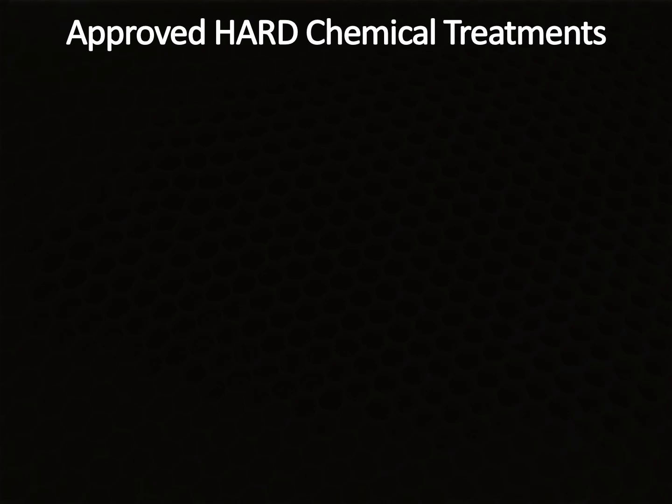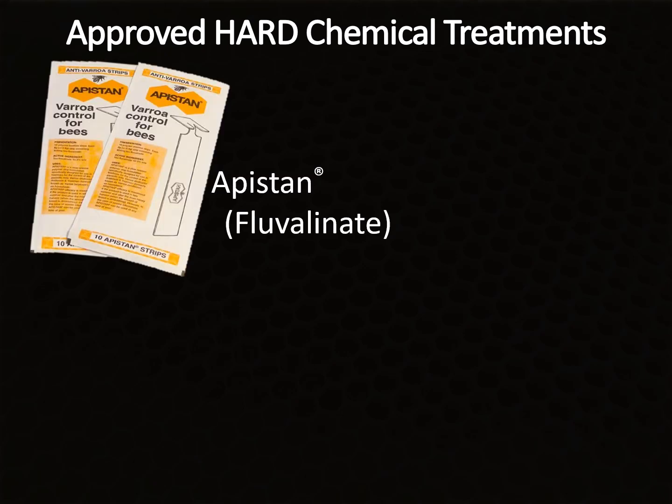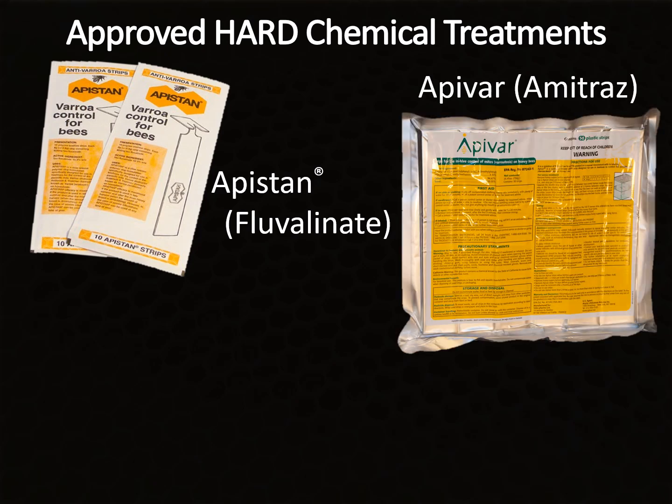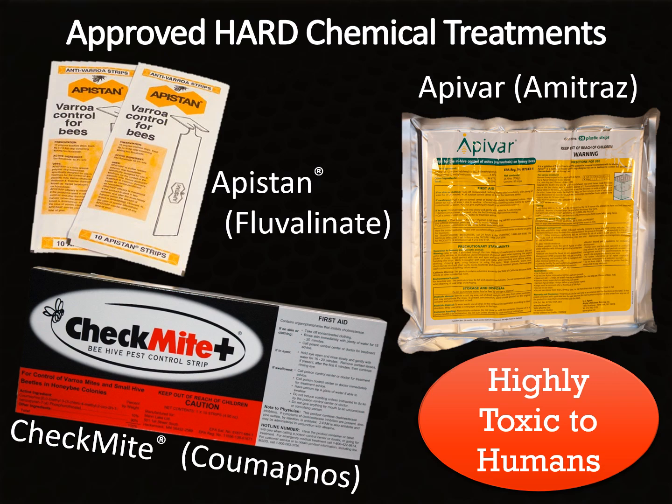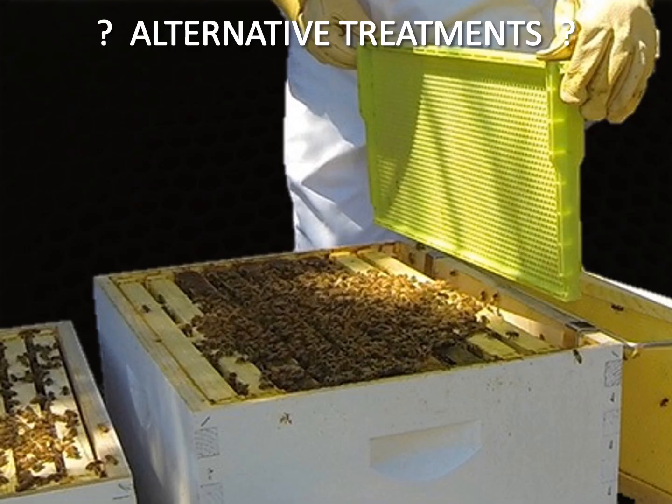There's some harder chemicals that are also approved for the treatment of mites. Apistan, the fluvalinate, Apivar, which is amitraz, and Checkmate, which is coumaphos, which is the same thing that they use on other larger livestock and are pretty toxic to people and can be toxic to your bees.